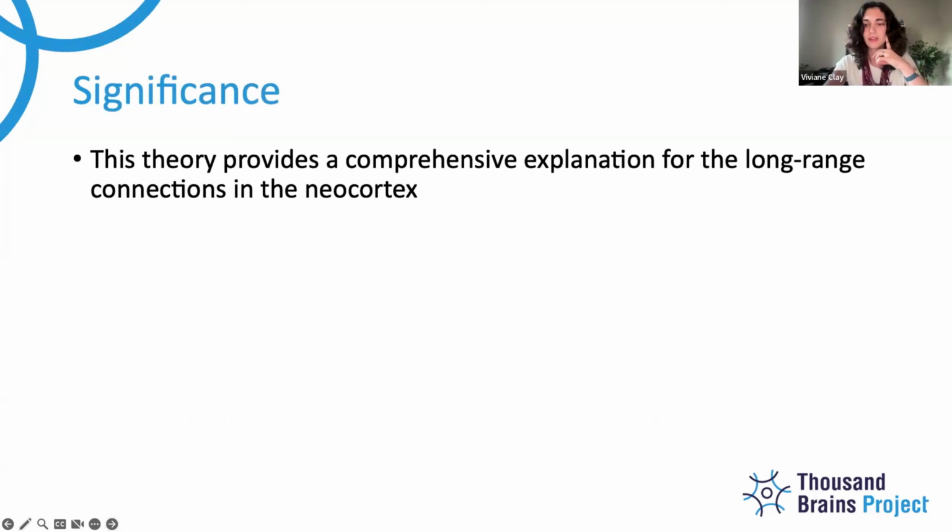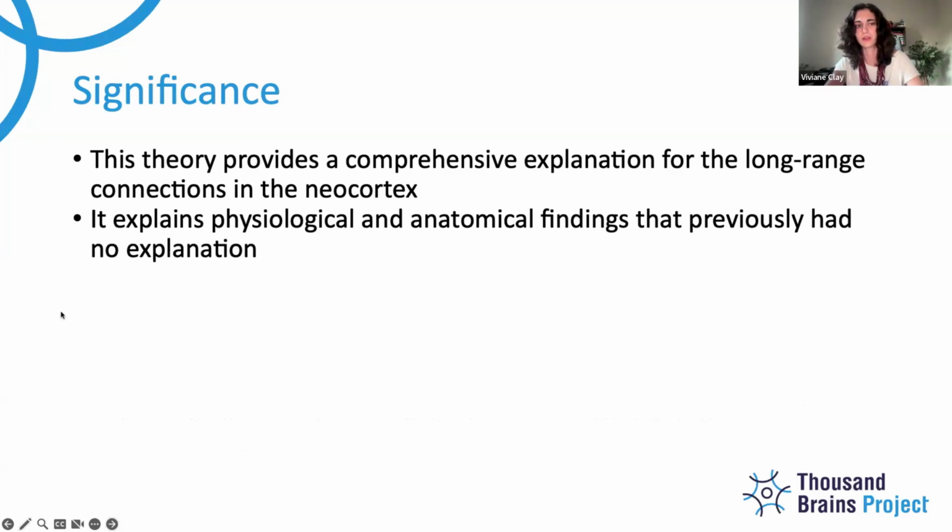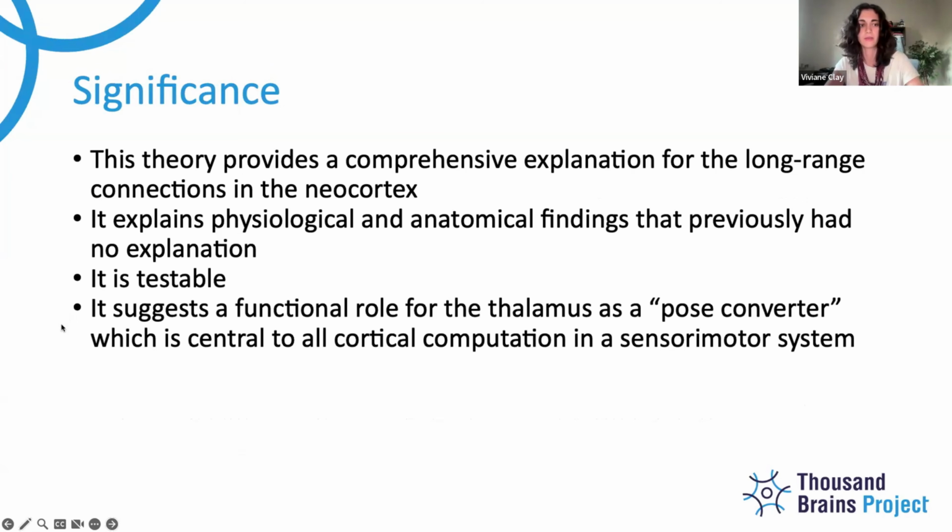The theory that we propose in the paper provides a comprehensive explanation for the long-range connections in the neocortex, or a lot of them. It explains physiological and anatomical findings that previously had no explanation. It's testable, and it suggests the functional role for the thalamus as a pose converter, which is central to all cortical computations in a sensory motor system. You can't really have a sensory motor system without having something that does this, which we noticed as we built Monty.